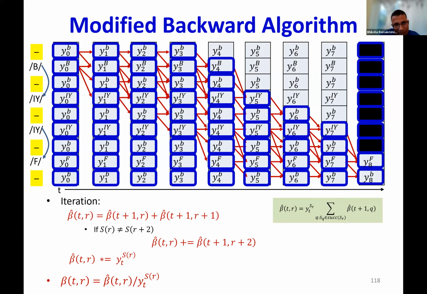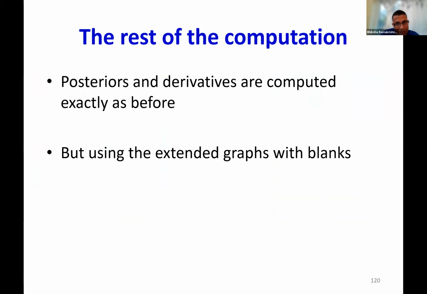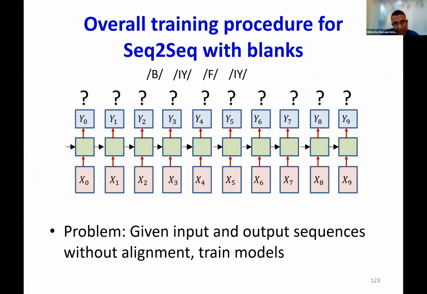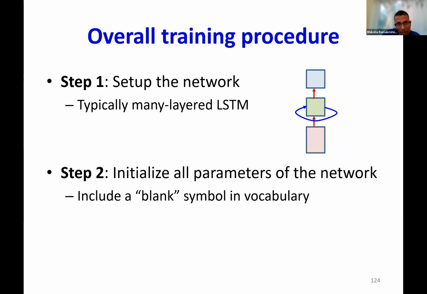But yeah. So anyway, that gives us the complete forward and backward computation. Posteriors and derivatives are computed exactly as before, but using the extended graph with blanks. And so the overall training procedure for sequence to sequence with blanks is going to be, I'm calling this sequence to sequence, we'll see why in the next class. You're given inputs and output sequences without alignment. You must train the models. First, you set up the network, typically a many-layered LSTM, but more recently, we also like to use transformers, which we will cover later. And then you initialize all parameters of the networks.